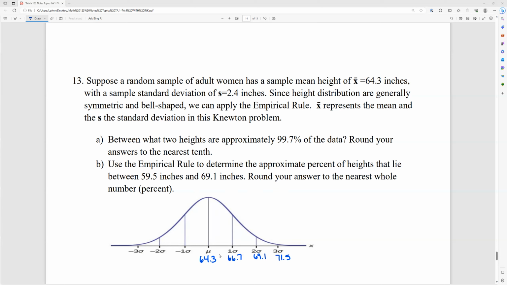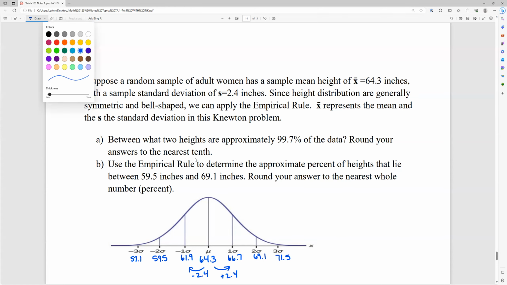So going back to 64.3, we subtract 2.4, we get 61.9 for the first one below. Subtract the 2.4 again, we get 59.5. And subtract 2.4 again, we get 57.1. So this direction we are subtracting the 2.4 standard deviation, and this direction we are adding it. So there is all of our labels at the bottom. Since height distributions are generally symmetric and bell-shaped, we can apply the empirical rule, where x-bar is the mean and s is the standard deviation.